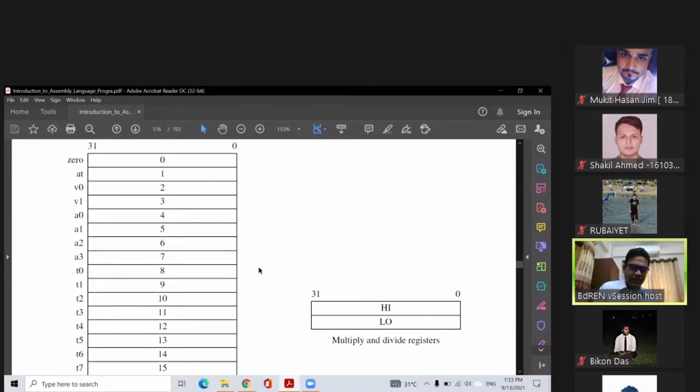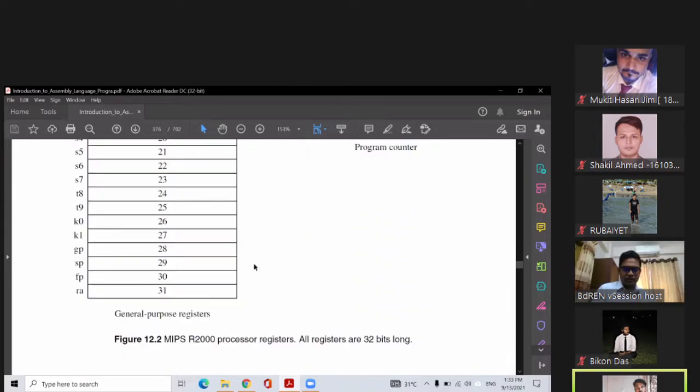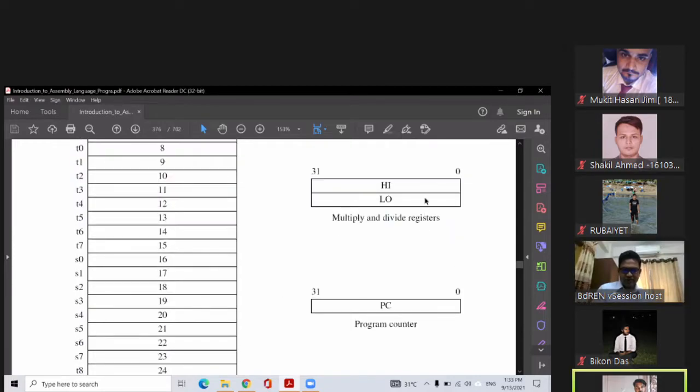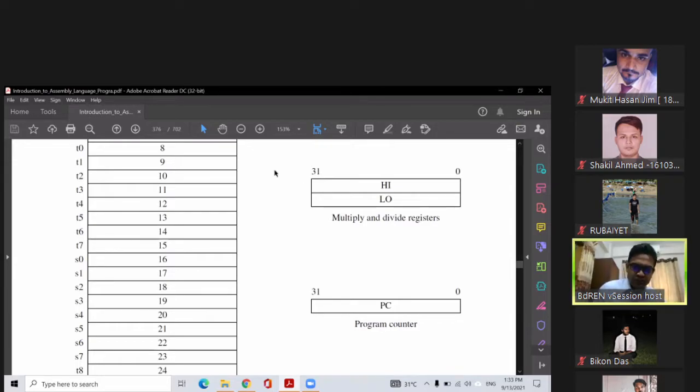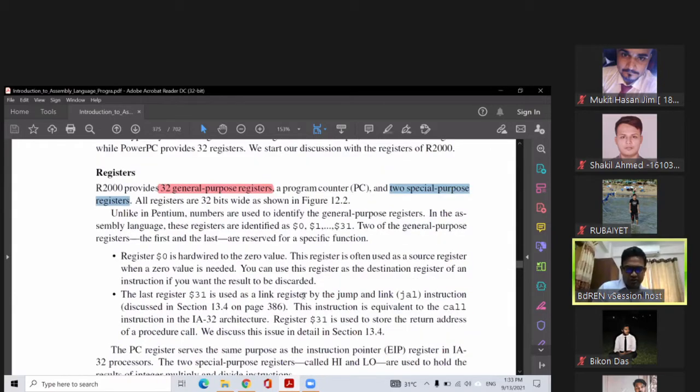In the MIPS R2000 processor, how many registers do you have in total? 35. How? 32 plus 1 plus 2. Yes, 35. So we have in total 35 32-bit registers in the MIPS R2000 processor.